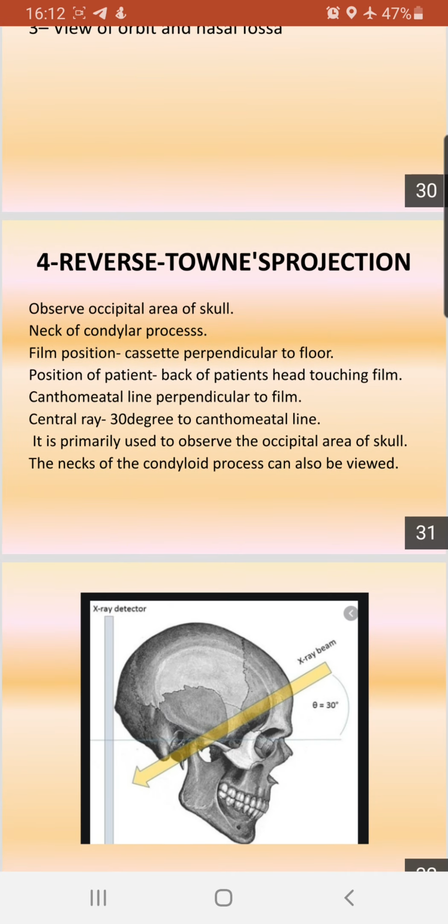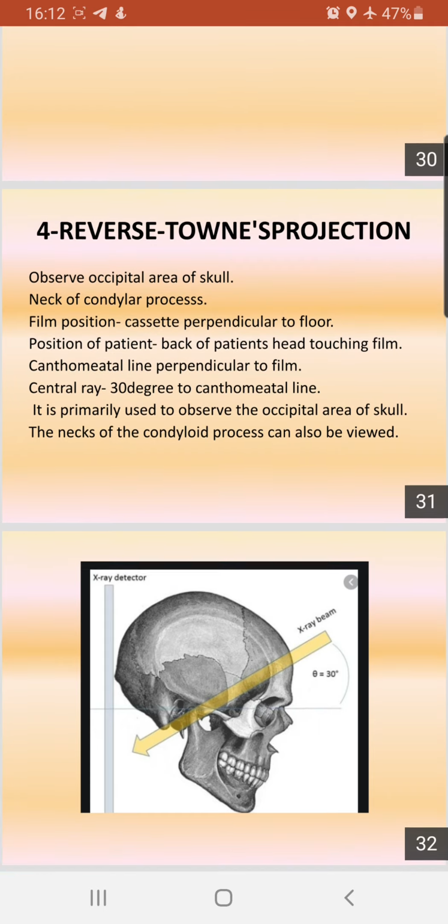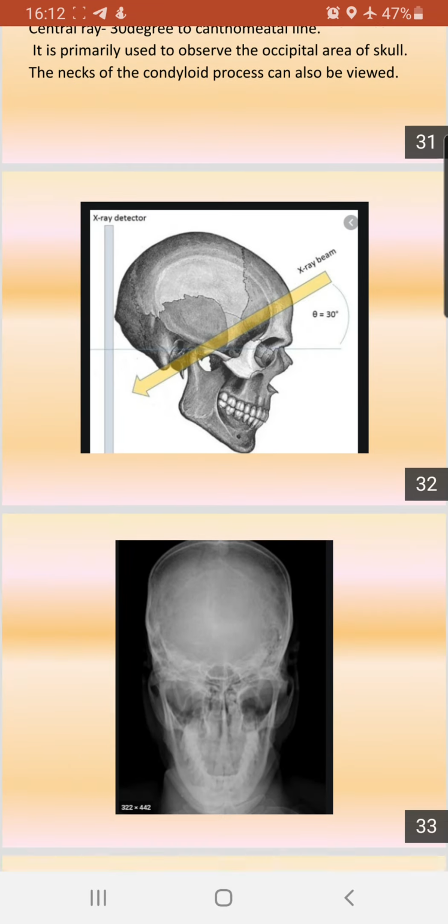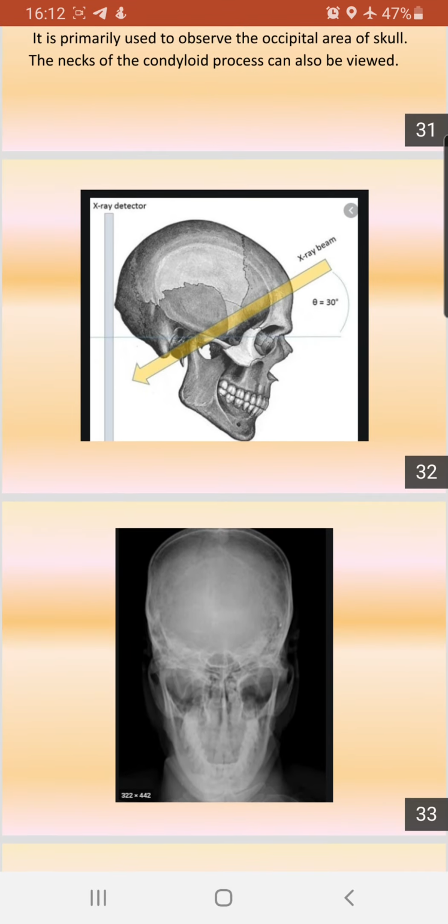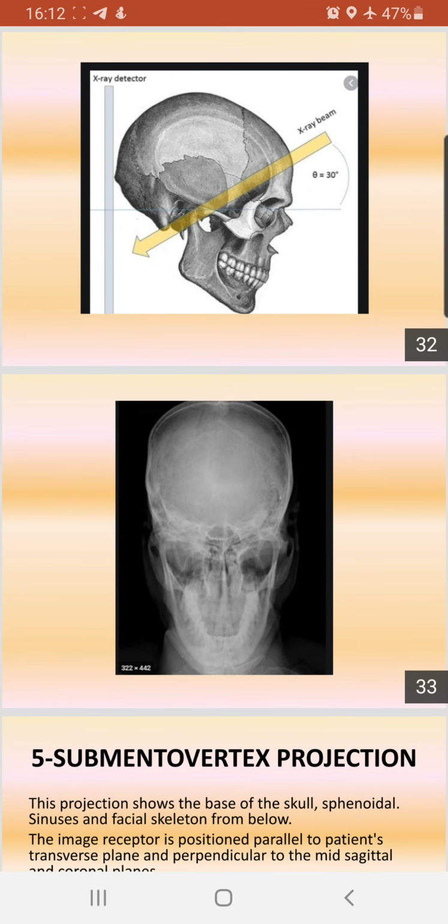Reverse Towne. Observe the occipital area of the skull and neck of the condyle process. Film positioning: cassette perpendicular to the floor. Position of patient: back of patient's head touching film. Central ray should be 30 degrees to the canthomeatal line. It is primarily used to observe the occipital area of the skull. The neck of the condyle process can also be viewed. This represents the patient position and the image.